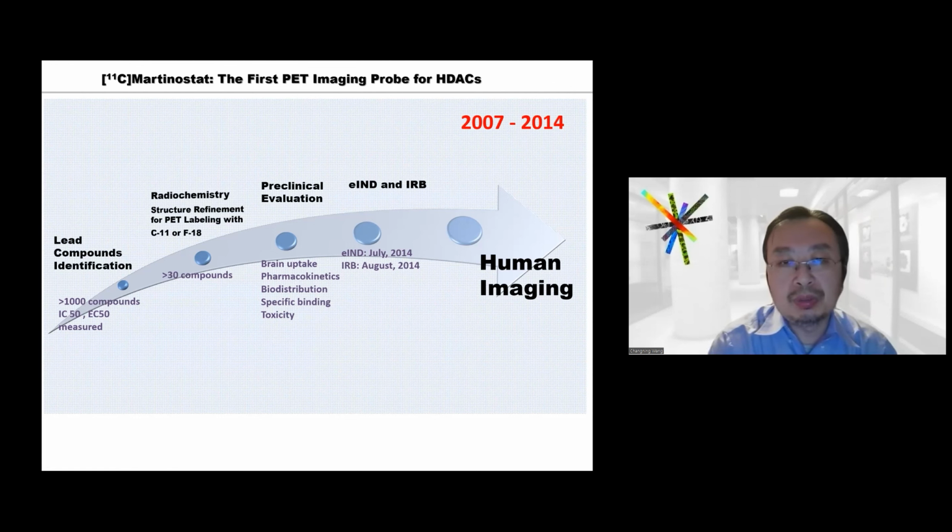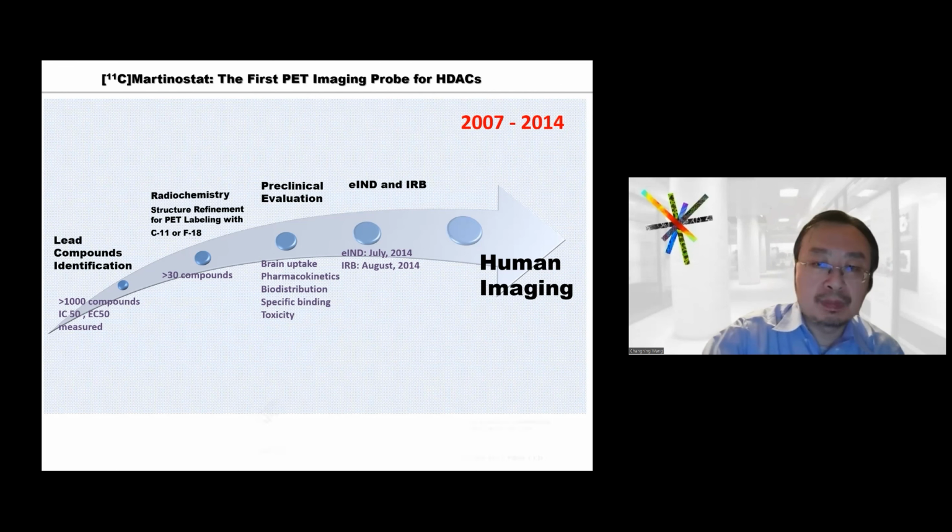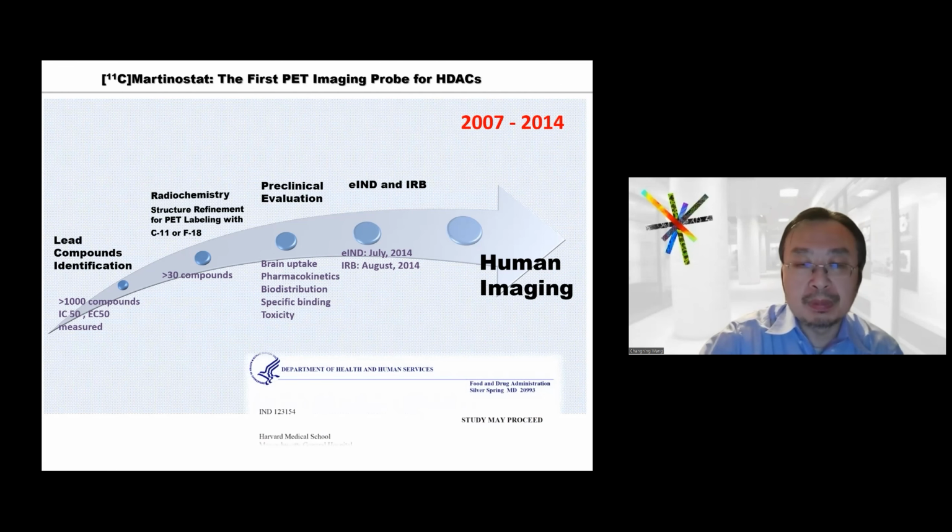Until we can reach the FDA to apply for the IND. So we apply for an eIND for tracer only. And it was approved in 2014, we got IRB, and we started human imaging, with FDA-approved paperwork.